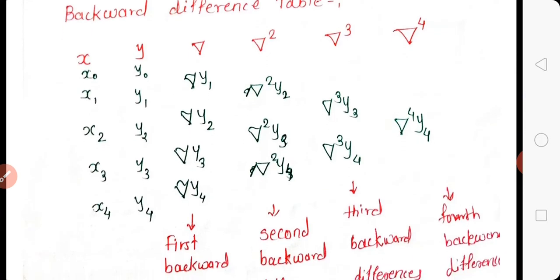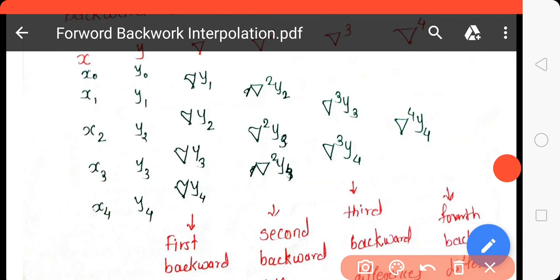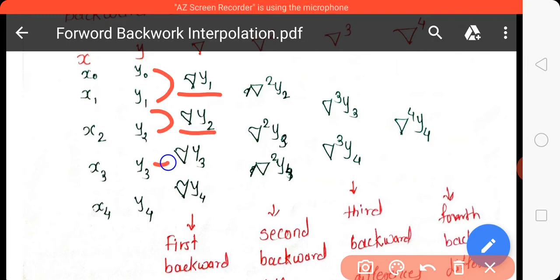If we are given the values of x from x0 to x4 and values of y from y0 to y4, we calculate the first backward differences. For this, if we take the difference y1 minus y0, this gives del y1. Take the difference y2 minus y1, this gives del y2. We take the difference y3 minus y2, this gives del y3. Take the difference y4 minus y3, this gives del y4. These are the first backward differences.